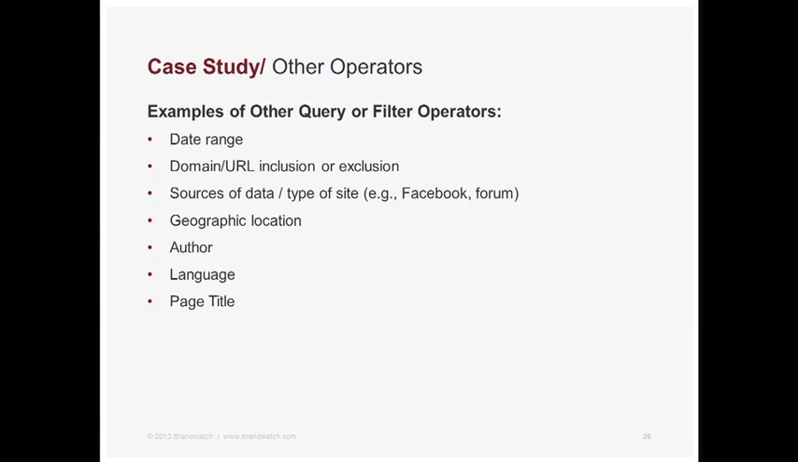You might also be able to limit the type of data, the type of site, for example, forum, or where the sources come from, like Facebook or Twitter or particular websites. You also might want to filter for geographic location. If you're doing market research to see where your mentions are coming from and you really only care about the New York market, then you might want to limit the list of mentions to just a particular area. You might want to limit who the authors are or what language it's in, as well as the page title. You might want to only look for mentions that are in the page title tag.